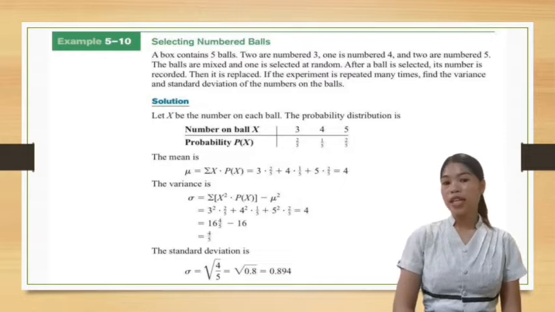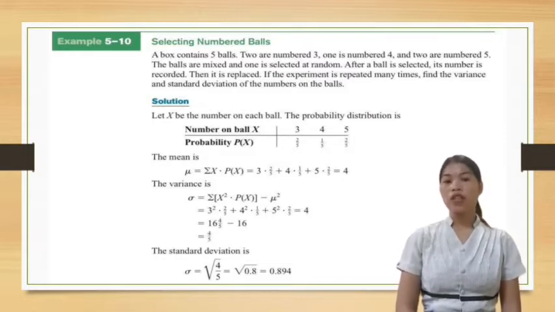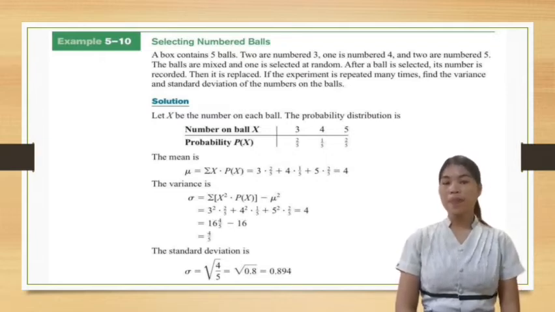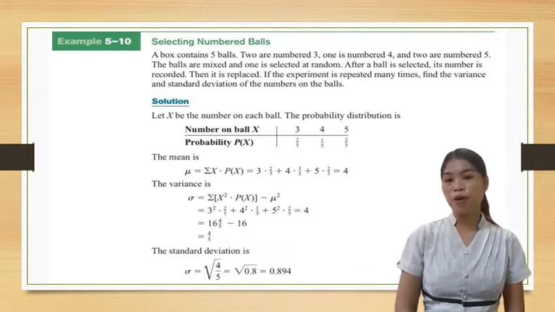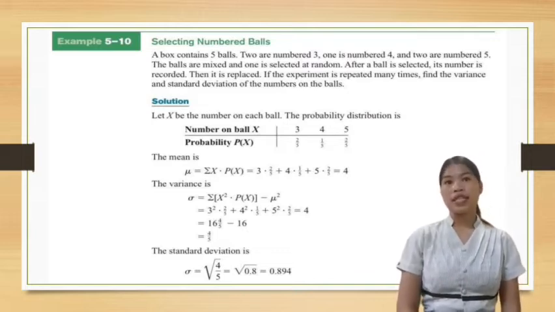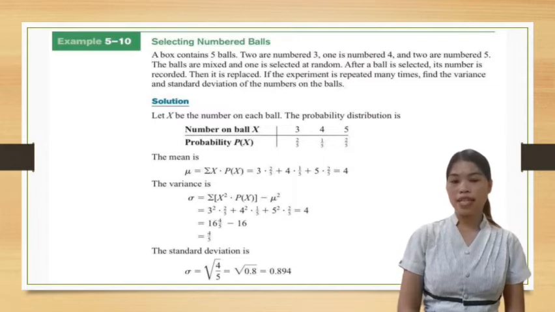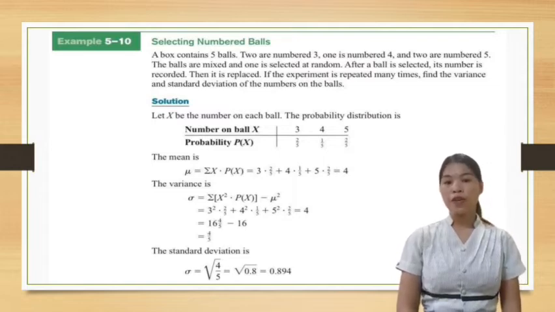Now, we subtract the mean squared. So, the mean is 4. So, we square 4, that is equal to 16. We subtract that from 16 4/5. So, 16 4/5 minus 16 is equal to 4/5. So, that is our variance.